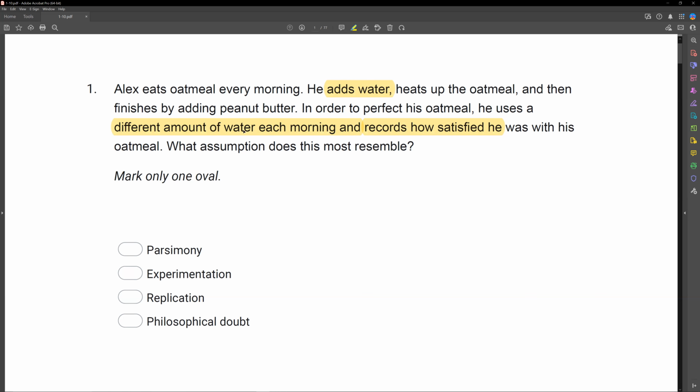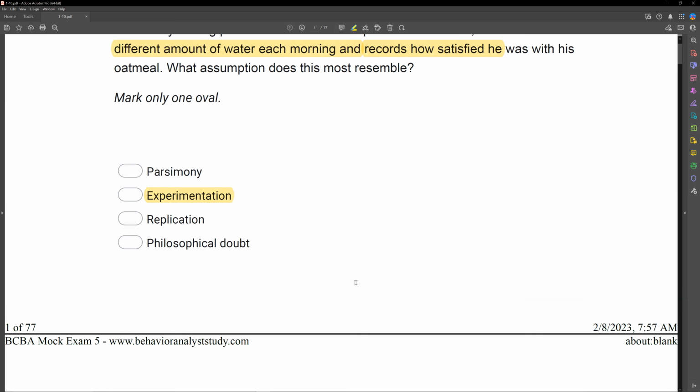So you have to understand, okay, kind of the process and the sequence of these things, all right? He's not offering up the simplest explanation. He's going through and manipulating variables through experimentation. Replication would be if his wife came in and did this whole process over again. And philosophical doubt would be if his wife came in and said, well, I question the findings. I question if your amount of water is the correct amount of water.